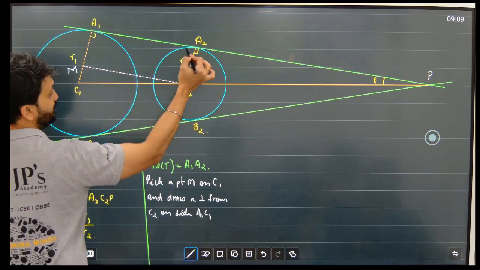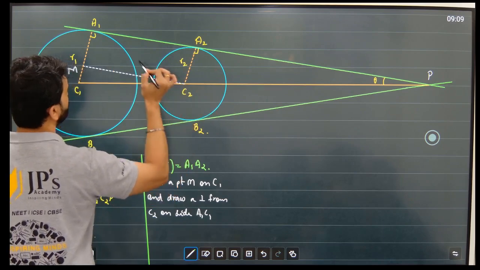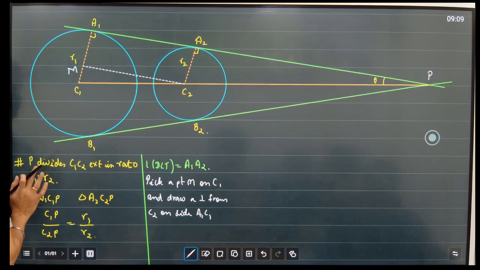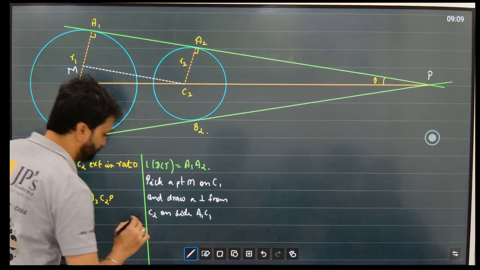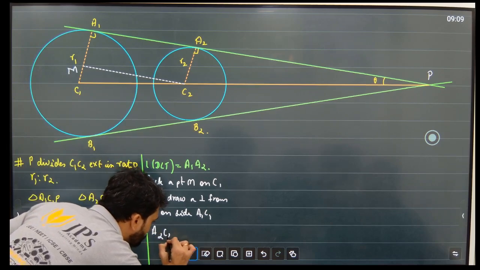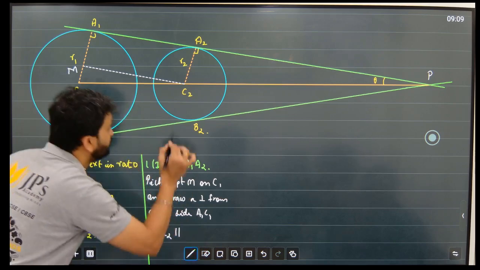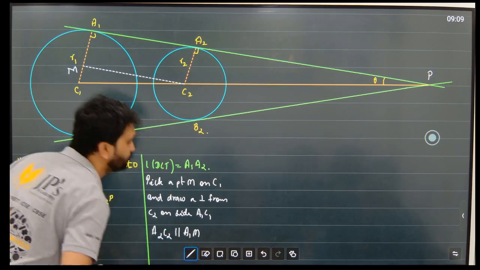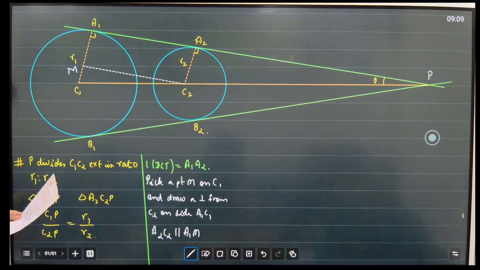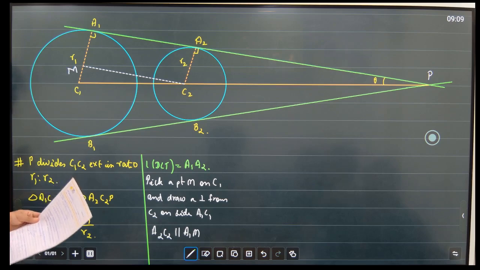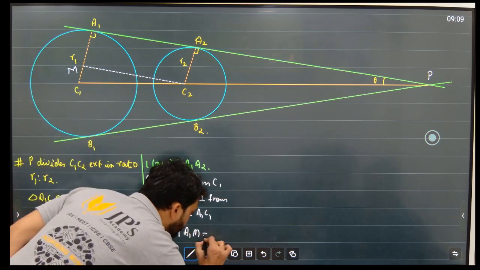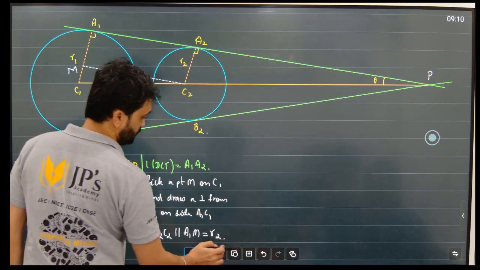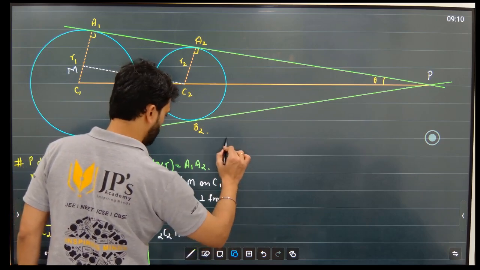So if A2 C2 is R2, can you tell me what is A1 M? R2. Very good. So A2 C2 is parallel to A1 M. Any doubts here? A2 C2 is parallel to A1 M, which is nothing but A2 C2 is R2. So this will also be R2. Any doubts here?